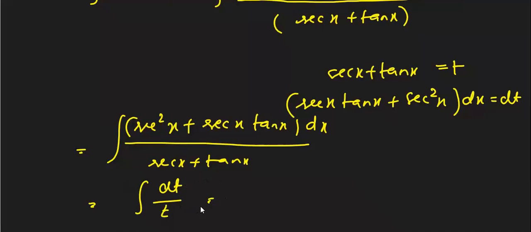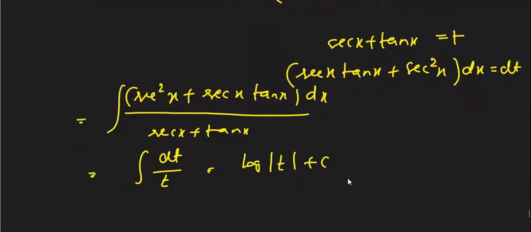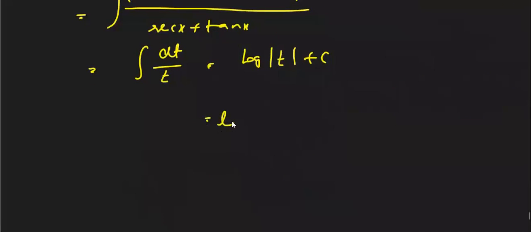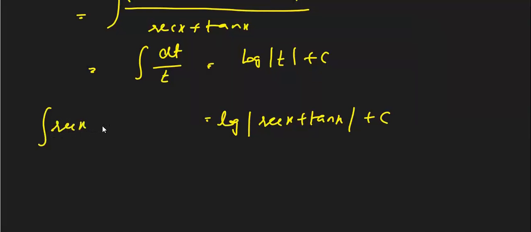So integral dt by t, we know that is log of mod t plus c. What is t? Secant x plus tan x plus c. So integral secant x dx is equal to log of mod of secant x plus tan x plus c.